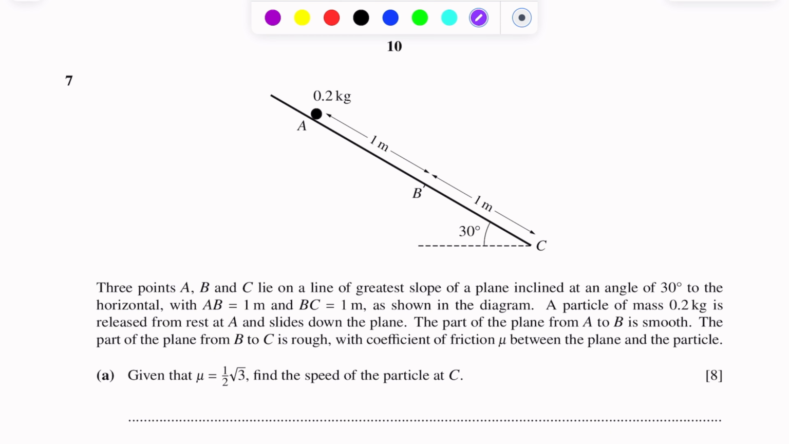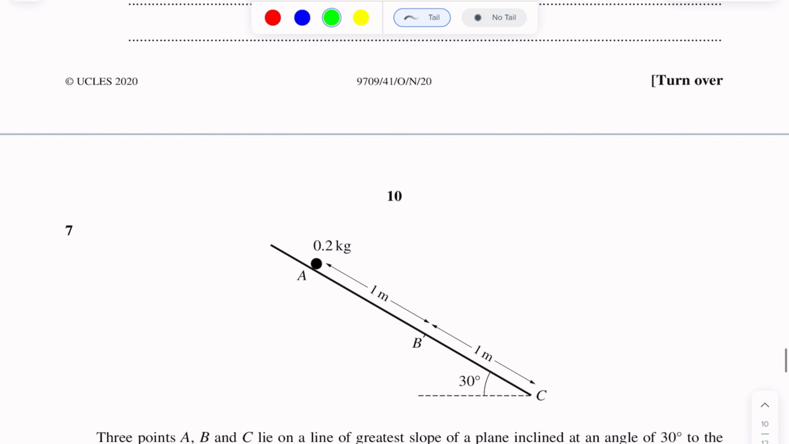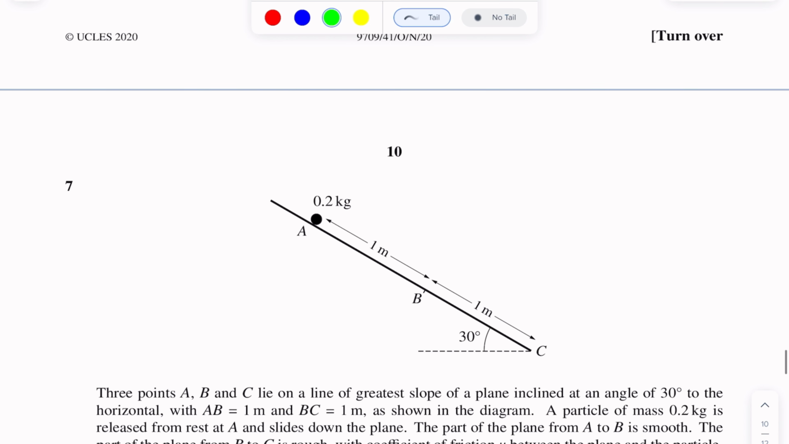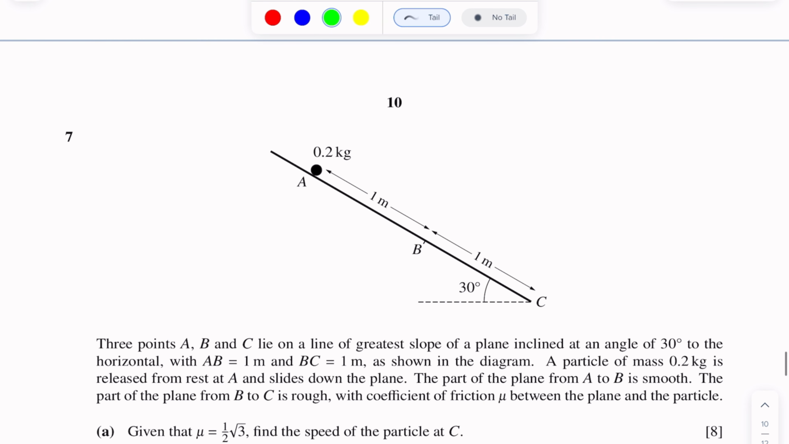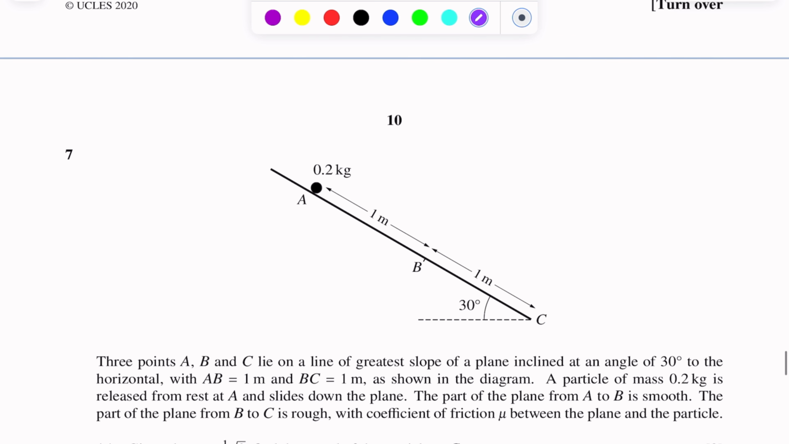Question number 7, that is the last question of this paper. In this question, there are three concepts. There are three key points in this question: kinematics of motion in a straight line, Newton's laws of motion, and inclined plane motion.